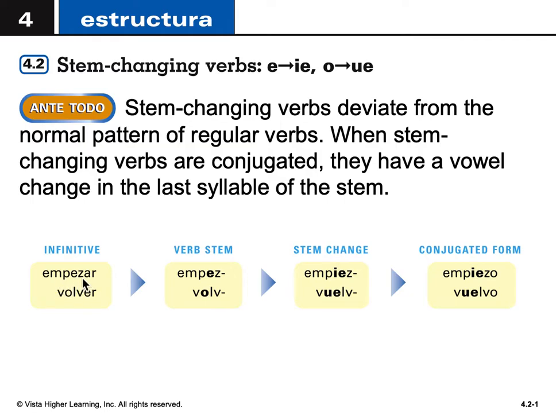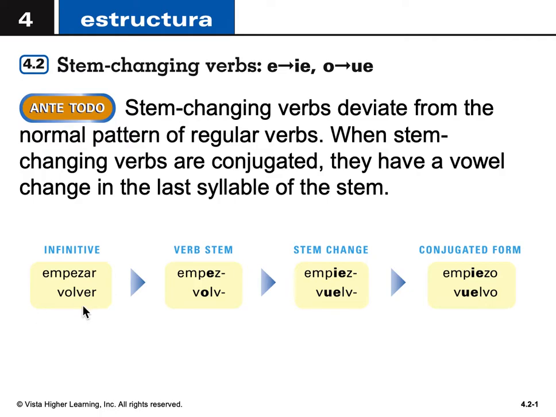So empezar, the stem is empez, everything but the AR, basically. Volver, so the stem is volv, and so the last syllable of the stem for volver is the O here. So for empezar, the verb stem is empez, and then the stem change, the E is going to change to IE, empiez, and then you conjugate, which we're going to look at here in a second. Volver, the stem is volv, the O changes to UE, vuelv, and then here's the conjugated verb form. So vuelvo comes from the verb volver.